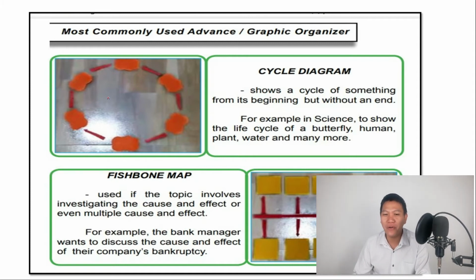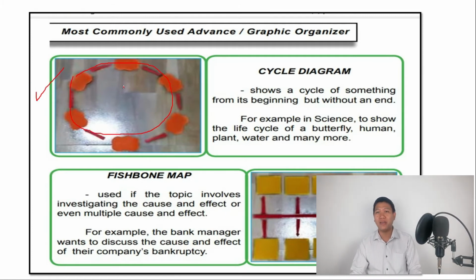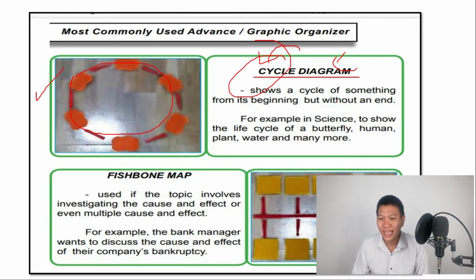Number one, so we have what we call cycle diagram. So you can see here, it is like the first activity we did a while ago when we talk about the life of a plant. So when we say cycle diagram, it's a diagram that talks about cycles, procedures, step by step. It shows a cycle of something from its beginning but without an end. So if there is a beginning and then it ends and then it continues again, it restarts and goes on and so on and so on.